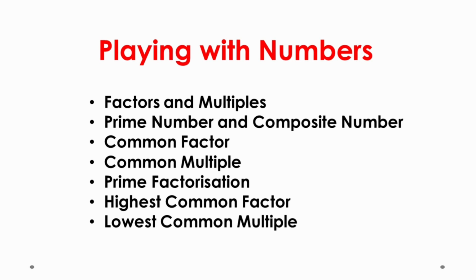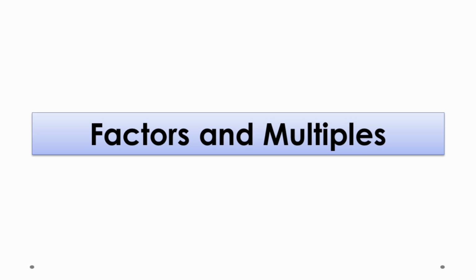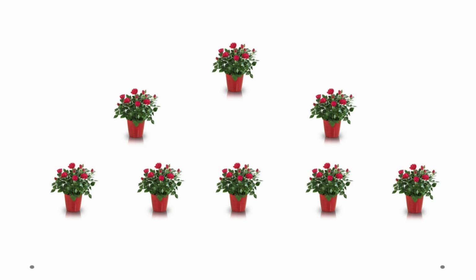In this chapter, we will understand the following concepts: factors and multiples, prime and composite numbers, common factors, common multiples, prime factorization, highest common factor, and lowest common multiple. Let's begin by understanding what are factors and multiples with the help of a scenario.